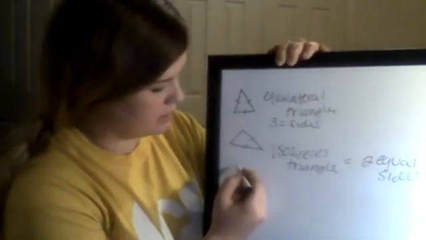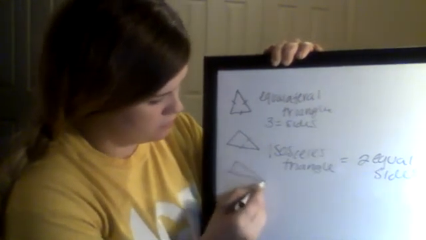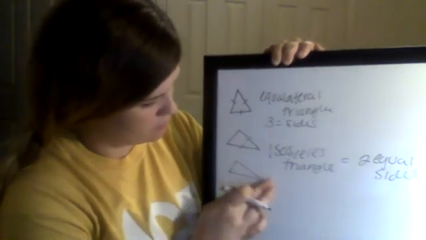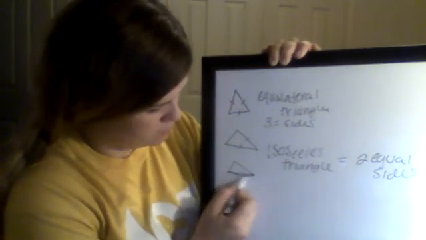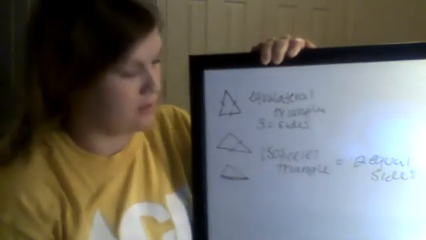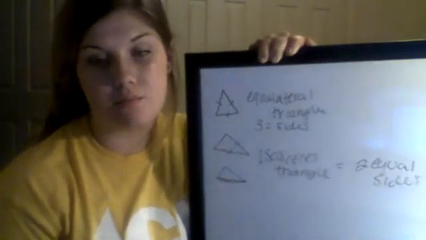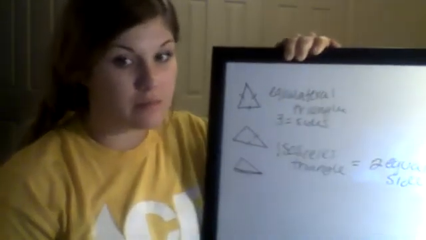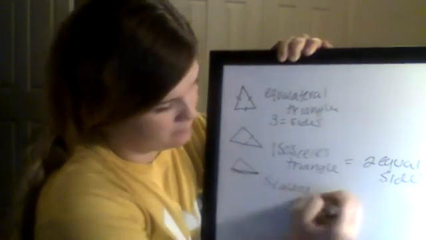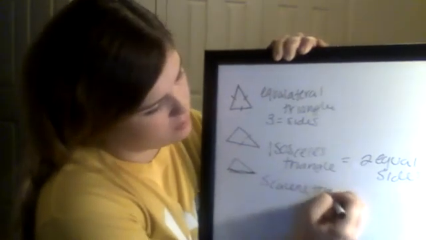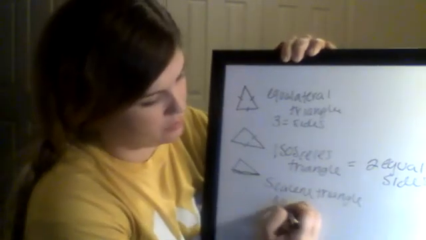Now let's say I drew a triangle like that. Now there's no tick marks because no sides are the same. Now what that means is it's a scalene triangle, and they have no equal sides.